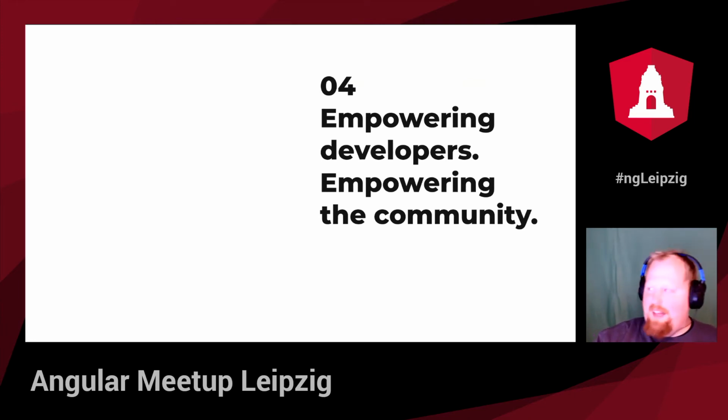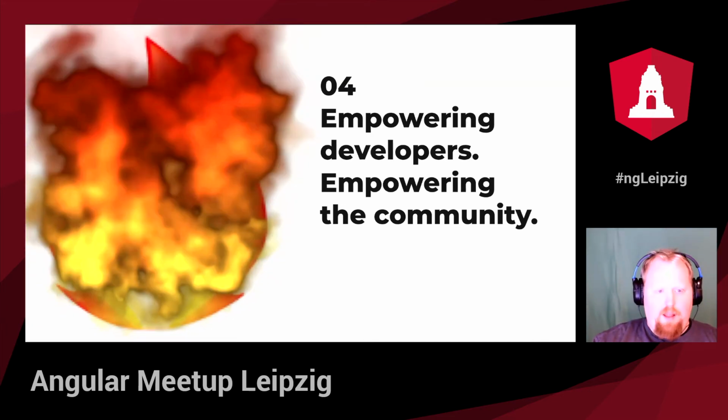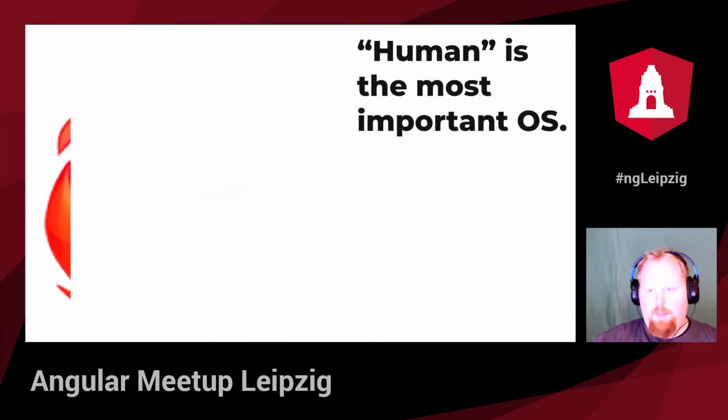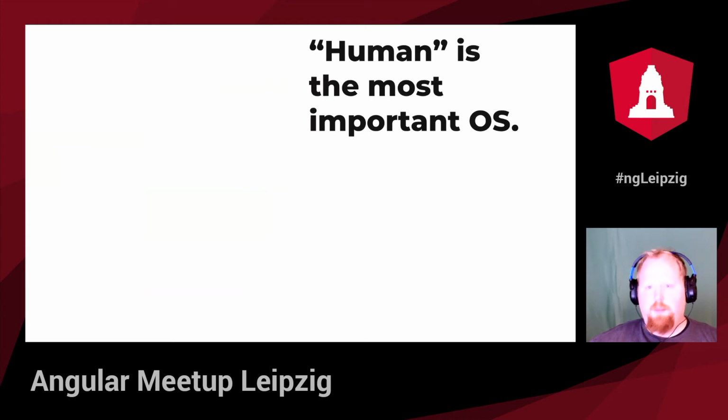So anyways, the last little section of the talk is about empowering developers and empowering the community. A lot of this goes into the human element of what it means to be a developer. I like to say, human is the most important OS. What I mean by that is, in some way, we need to understand our own machine, what it takes to be a human, our science and our psychology and all these things, to maybe not hack that, but to leverage it enough to make ourselves more efficient and better developers.